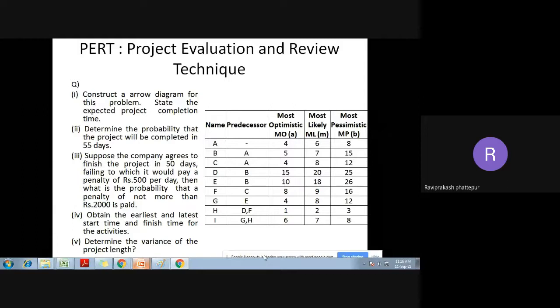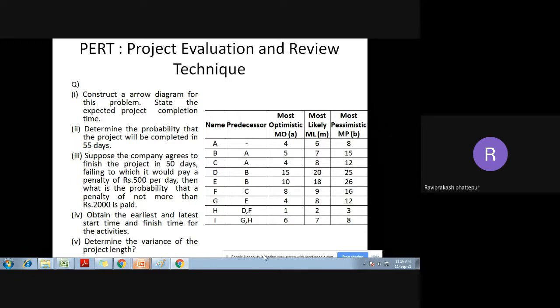Full stop. Fourth one, obtain the earliest and latest start time and finish time for the activities.